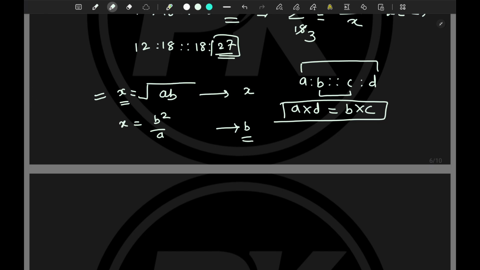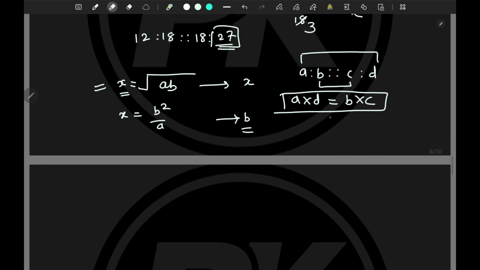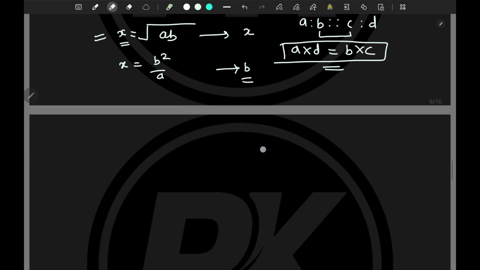Now let's start with some more concepts, because just now we have seen the third proportional and the mean proportional. Now we have to understand what the fourth proportional is. In the exam they might ask the fourth proportional, and for that you have to remember the formula we have just seen.